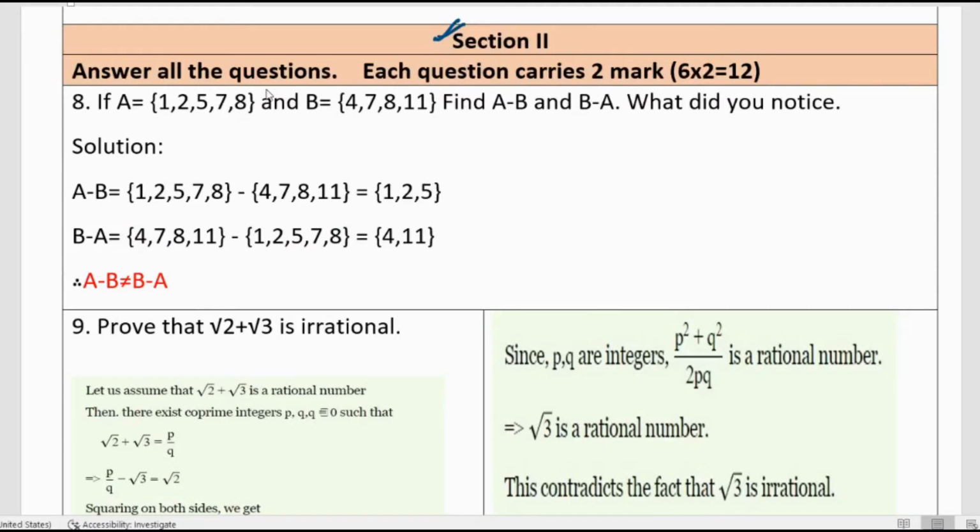Now we'll discuss section 2 problems. Eighth question. If A is equal to {1, 2, 5, 7, 8}, B is equal to {4, 7, 8, 11}, find A minus B and B minus A. What did you notice? So A minus B is nothing but {1, 2, 5}. We have to cancel the common elements in both the sets. So the common elements are 7 and 8. The elements remaining in the first set are A minus B. Similarly, B minus A is {4, 11}. So clearly we have seen that A minus B and B minus A are not equal sets. Therefore, A minus B is not equal to B minus A.